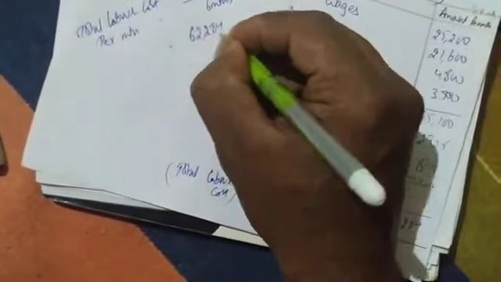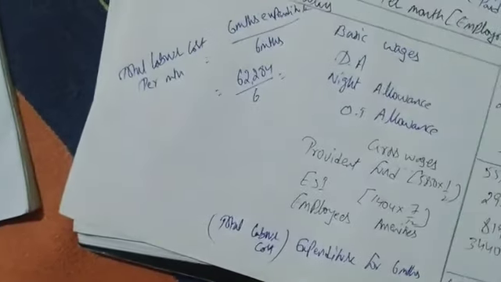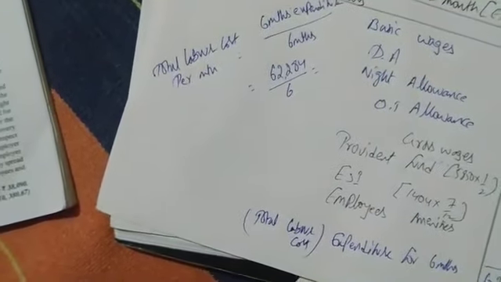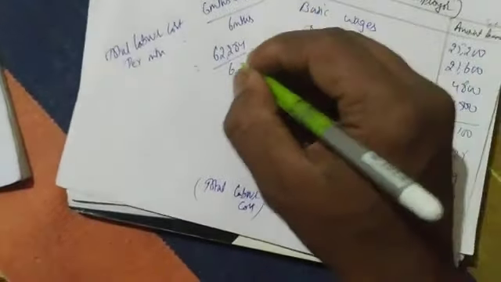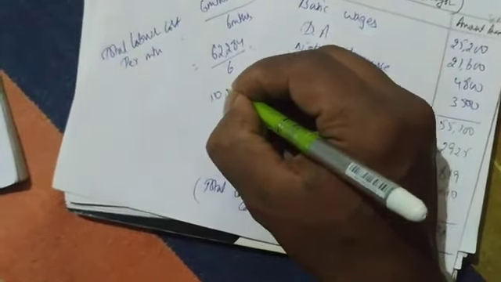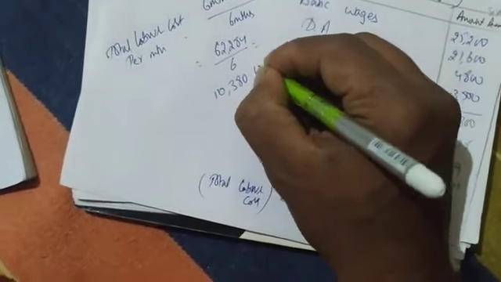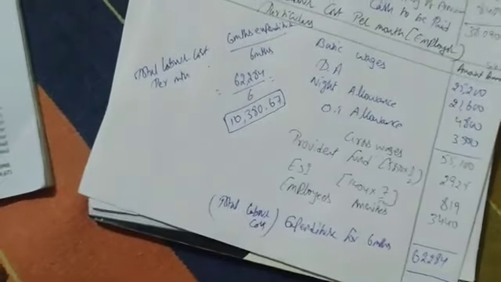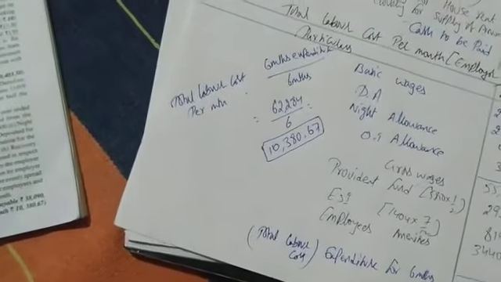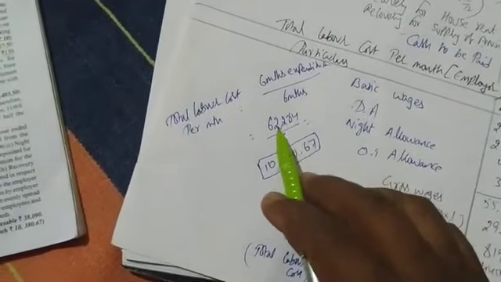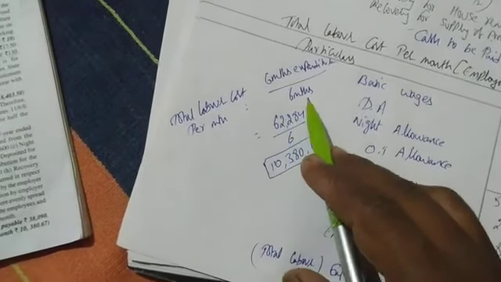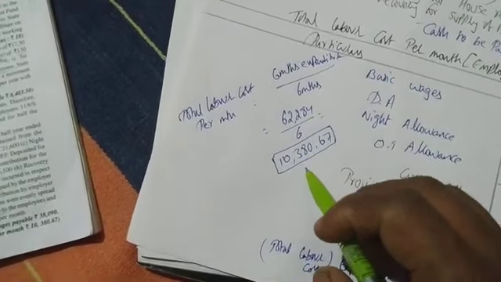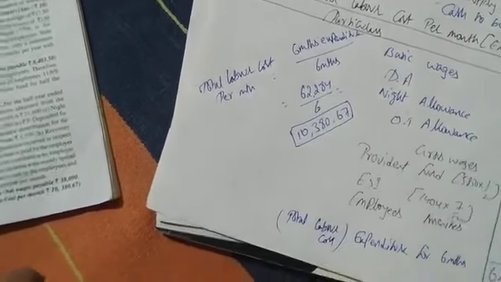Per month we have to find out, so 6 months expenditure, we are getting 62,284, divided by 6. 62,284 divided by 6, we are getting 10,380.67. 10,380.67 is the expenditure that has to be incurred by the employer per month. Here we got information for 6 months, and divided by 6. Why are we writing this? Because we want to find out per month. So 62,284 divided by 6 means we are getting per month.